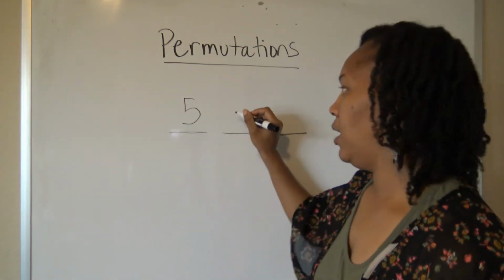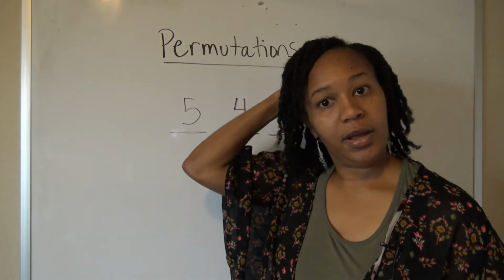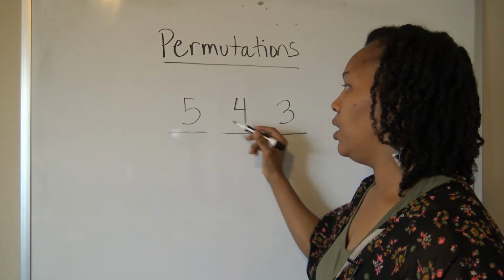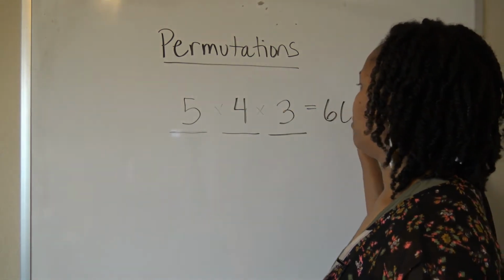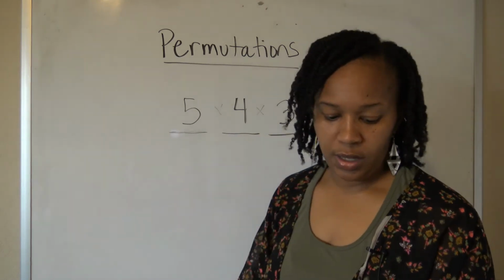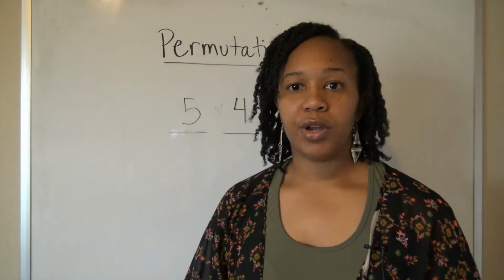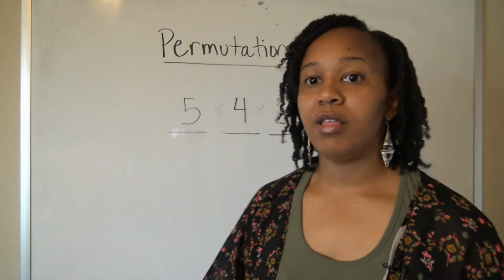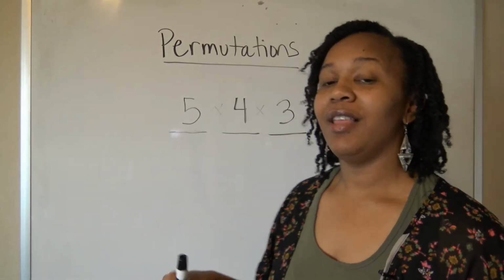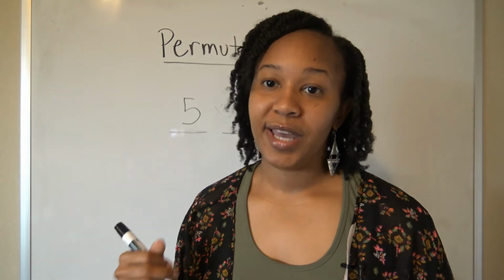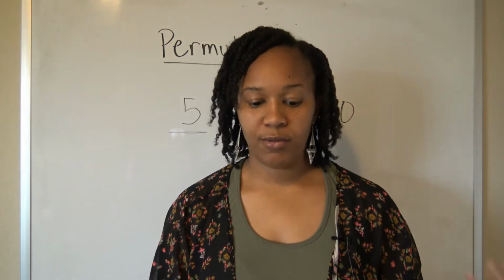Once I use that person, I have 4 people I could put here, and then I have 3 people I can put here. That gives me 3 different options. So I end up with 5 times 4 times 3, which is 60. 5 times 4 is 20, and 20 times 3 is 60. So if I only want to create 3-person lineups, then that's 60. Now that's not a factorial because I didn't go all the way down to 1. So now this is what becomes a permutation, okay? When you don't go all the way down to 1, then you no longer have a factorial, you have what's called a permutation.